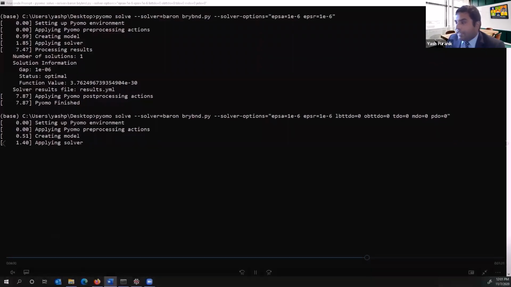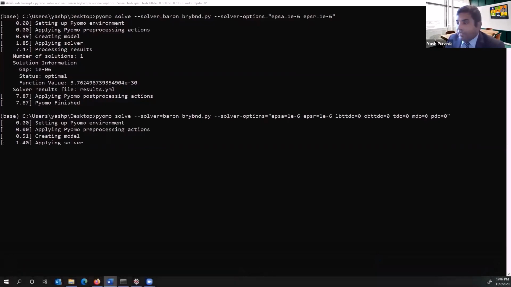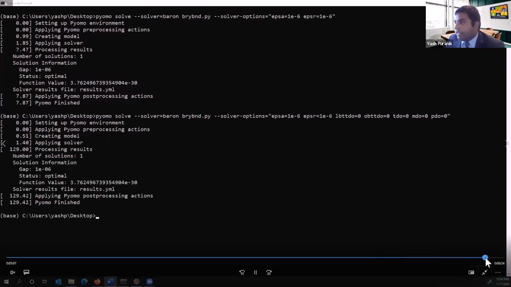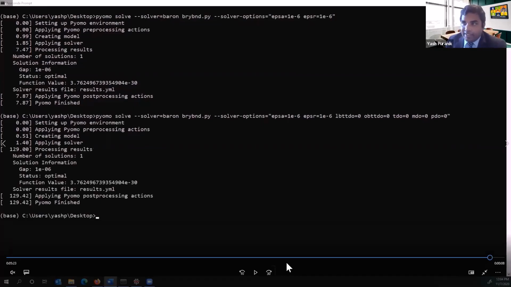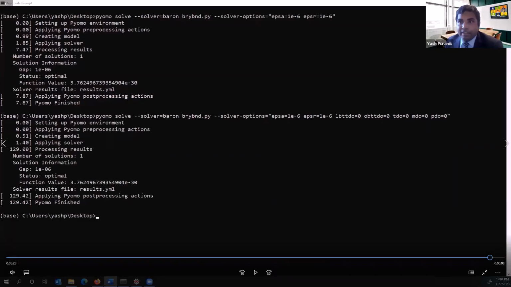And you can imagine that now, since I've turned them off, BARON is going to have a slightly harder time to solve this model. And that's exactly what happens. I think this is now going to take at least a couple of minutes before BARON is able to solve the model. So again, same model, BARON is able to solve it, but with range reduction techniques, we could do it in a couple of seconds. Without range reduction techniques, the whole process took a couple of minutes. So hopefully this conveys the importance of range reduction techniques for BARON.